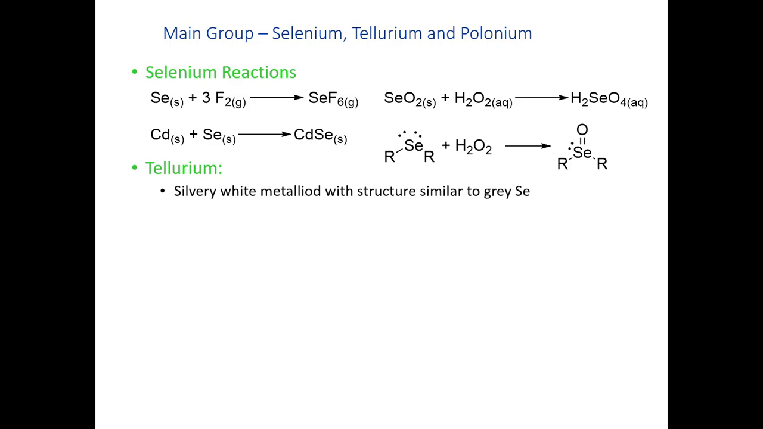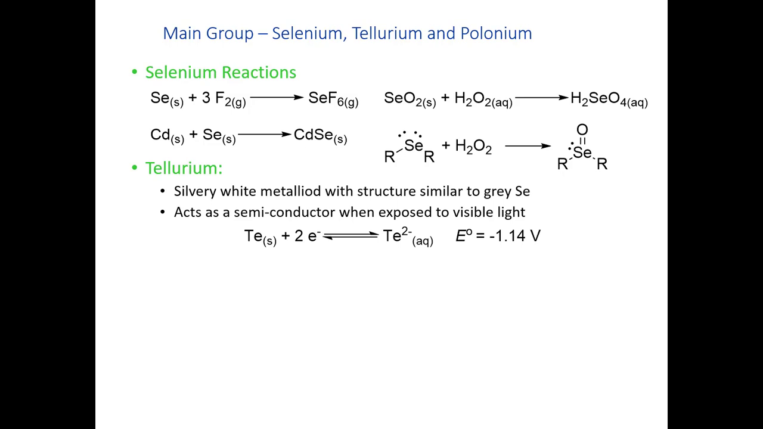Moving away from the nonmetals, we encounter the only metalloid of the chalcogens, tellurium. It is a silvery white metal with a structure similar to gray selenium. It acts as a semiconductor when exposed to visible light. Looking at the reduction potential of tellurium, can you guess which oxidation states are the most common for this element?